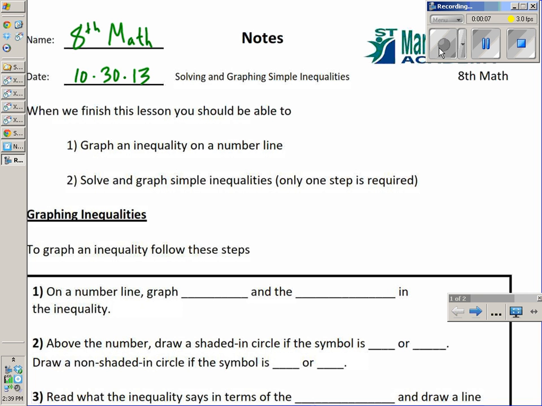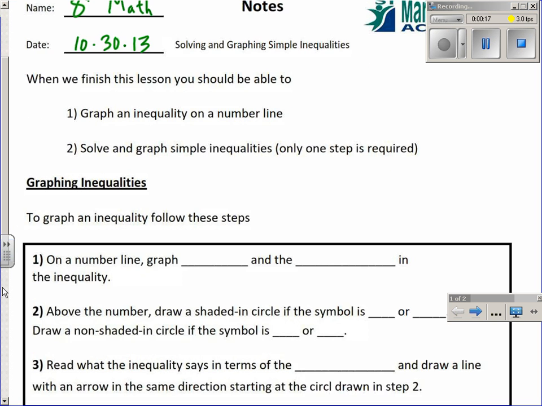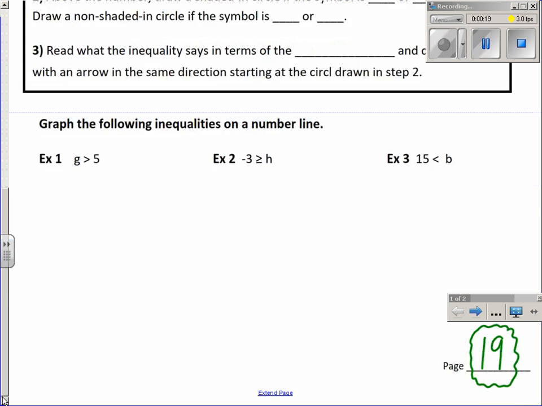We're going to go ahead and spend a couple minutes and talk about solving and graphing simple inequalities. Today is October 30th, one day before Halloween. For some of you, this might be mischief night. Hopefully not, though. And if you look at the bottom, we're going to label this page 19 for your notes.